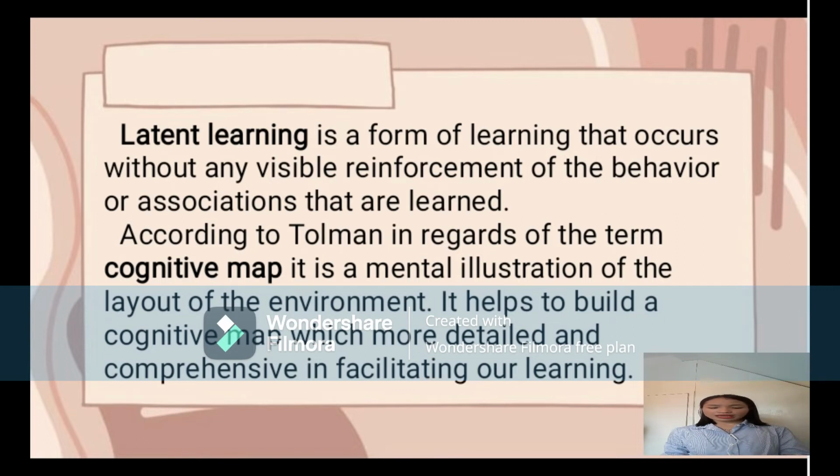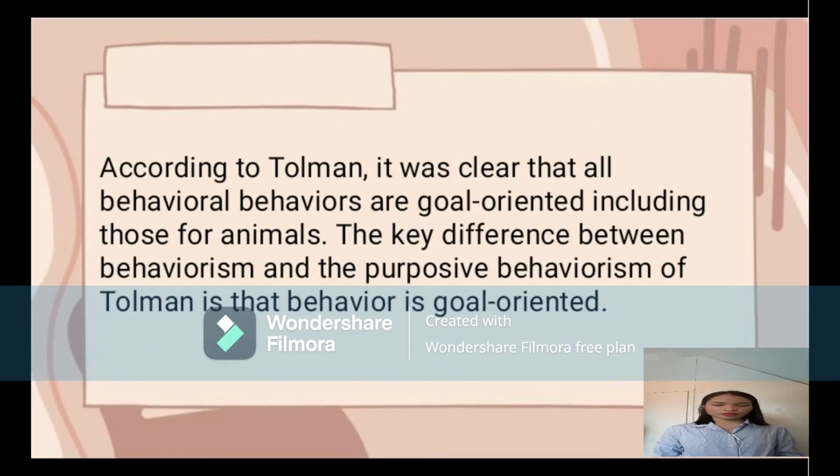If we apply it in human learning, since a student passes by the same route going to school every day, he acquires a cognitive map of the location of his school. So when transportation rerouting is done, he can still figure out what turns to make to get to school the shortest or easiest way. According to Tolman, it was clear that all behaviors are goal-oriented, including those of animals. The key difference between behaviorism and the purposive behaviorism of Tolman is that behavior is goal-oriented.